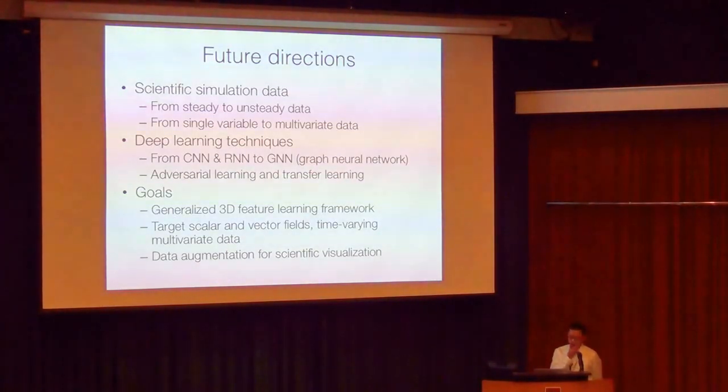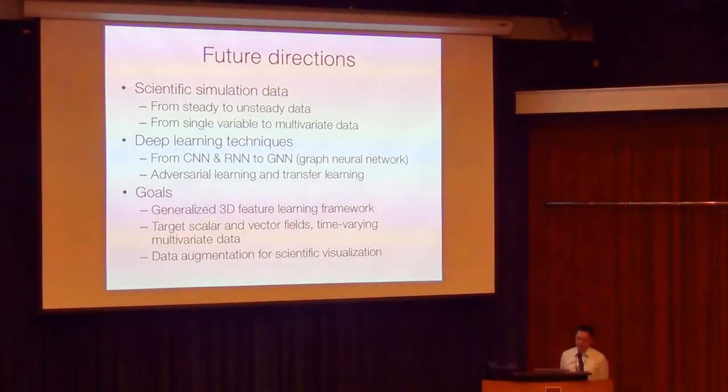Okay, so to summarize, this is the first attempt we made at using deep learning for scientific visualization, in particular flow visualization. It looks very promising. And as you know, scientific simulation doesn't work only on a single time step. Normally, it's a sequence of time steps. So from steady, we have unsteady data, and it's also multivariate, not just a single variable.